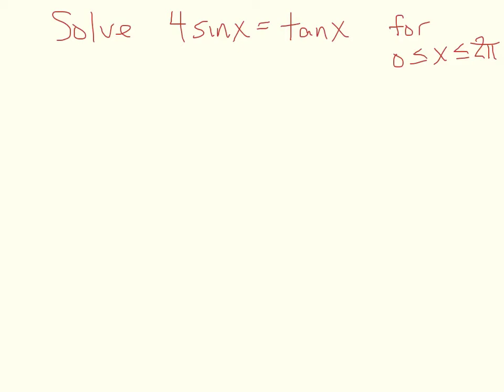Now you might notice that there's a sine of x and a tangent of x. A basic strategy in solving equations with trig functions is to get it so that the equation only has one trig function. And what we know is that tangent of x can be replaced with sine over cosine. So this equation becomes 4 sine of x equals sine x over cosine x.